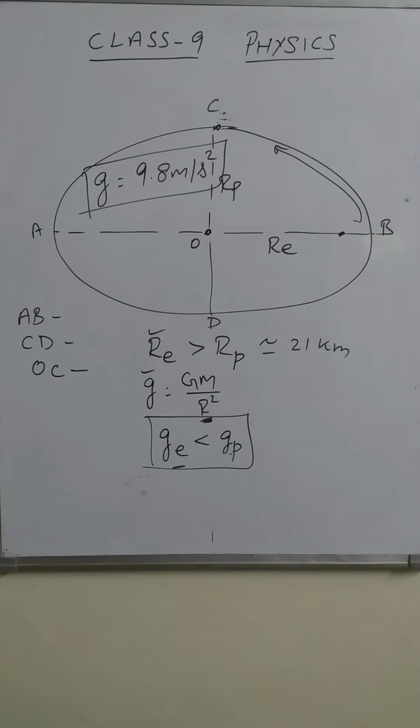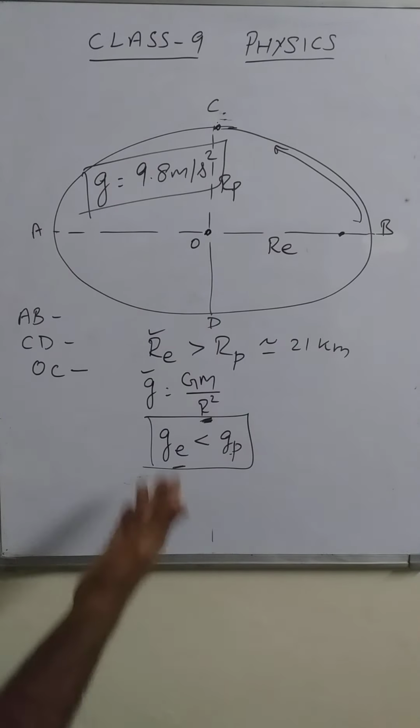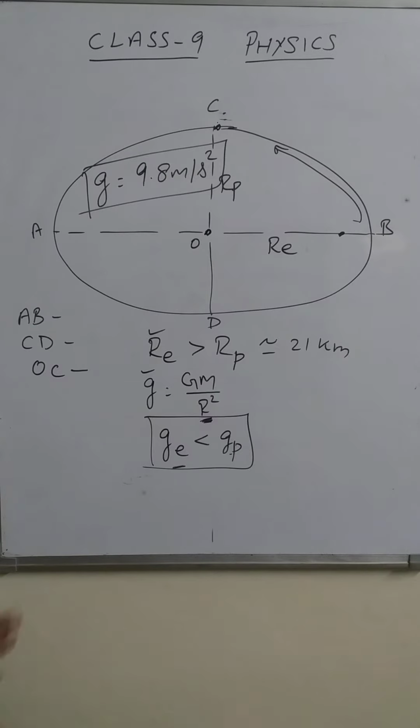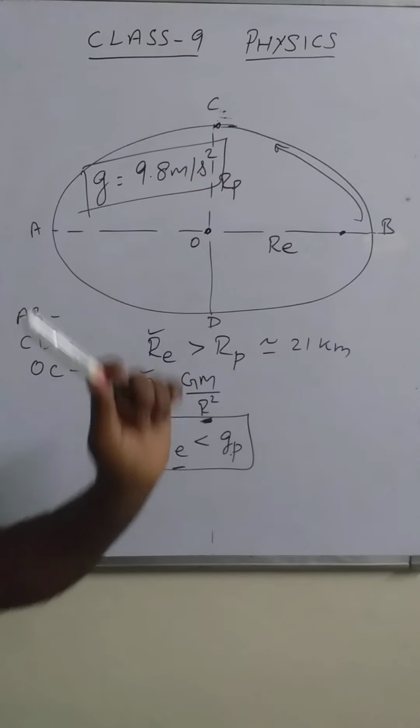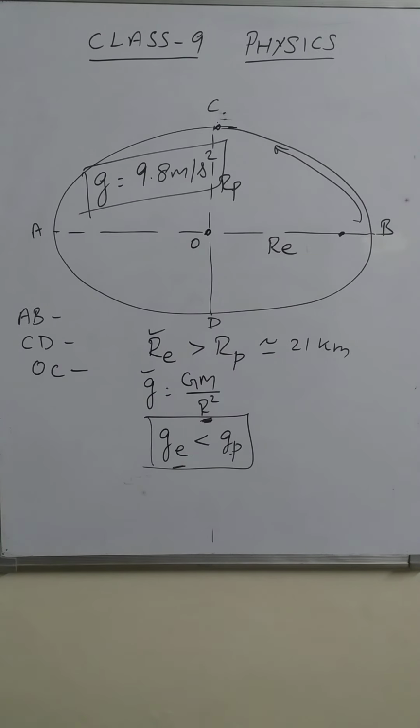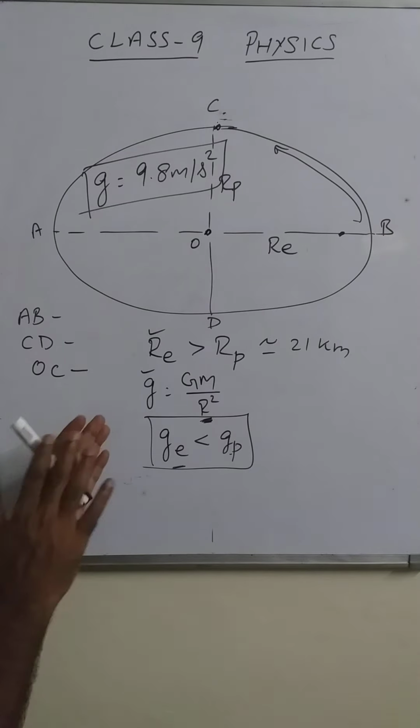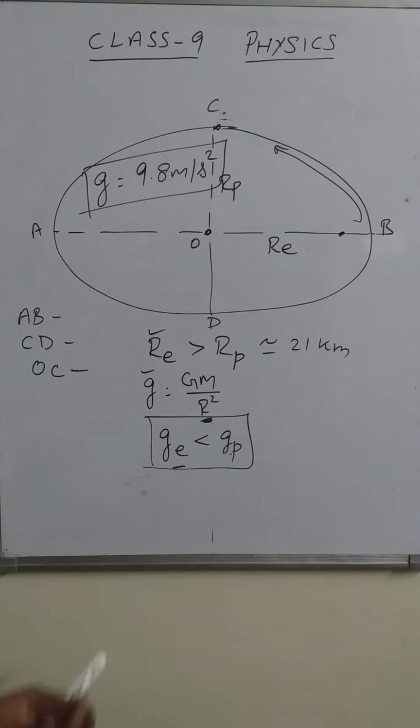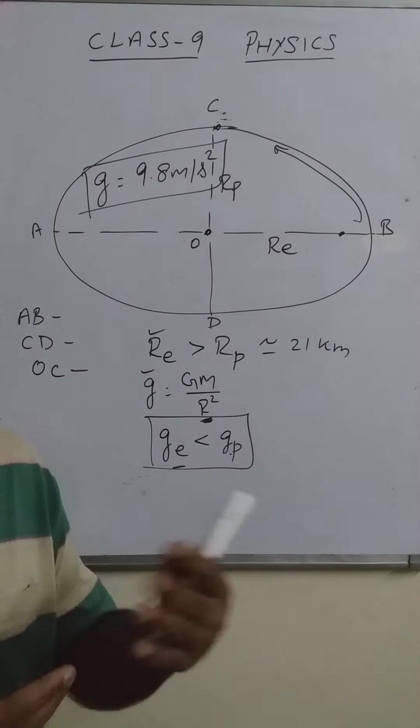On the other planets also g is changing. That can also be calculated, right? So the variation of acceleration due to gravity depends on some other factors. It depends on the size, that is the radius. It also depends on the mass. Other factors also matter, right? This is about the acceleration due to gravity. The remaining things we will discuss in the next video.